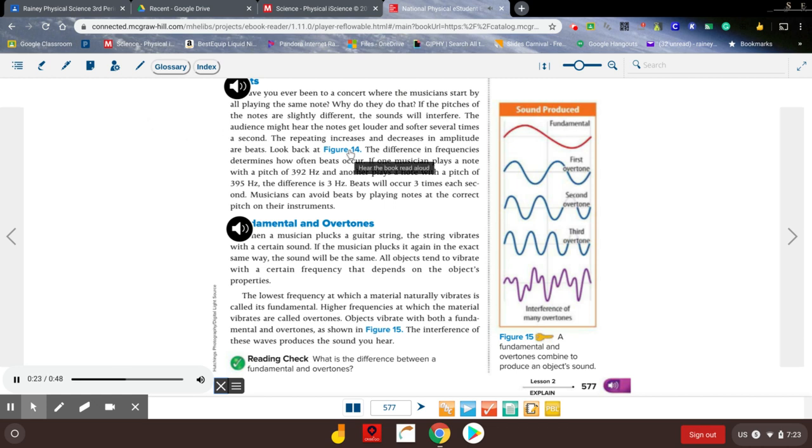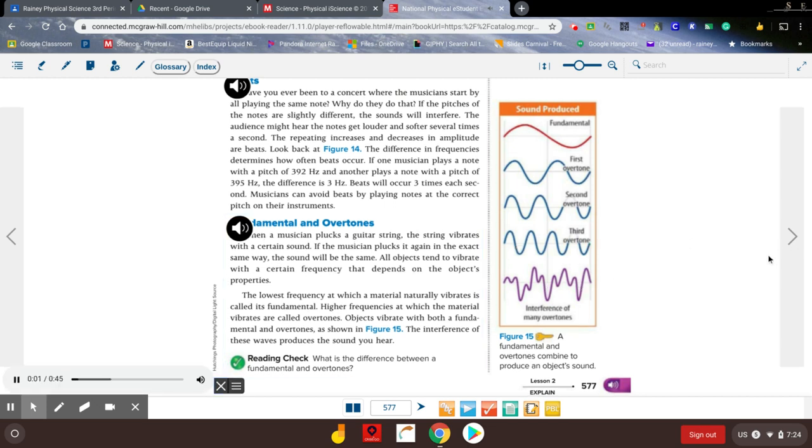Look back at Figure 14. The difference in frequencies determines how often beats occur. If one musician plays a note with a pitch of 392 hertz and another plays a note with a pitch of 395 hertz, the difference is 3 hertz. Beats will occur 3 times each second. Musicians can avoid beats by playing notes at the correct pitch on their instruments.